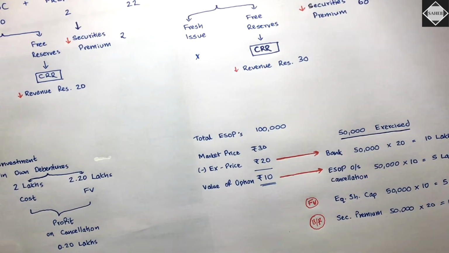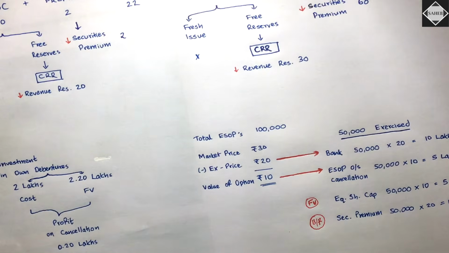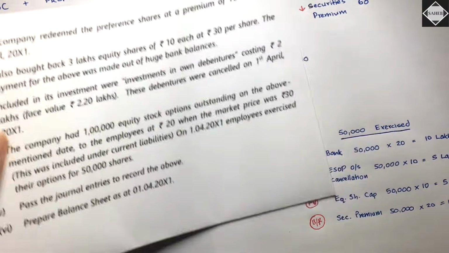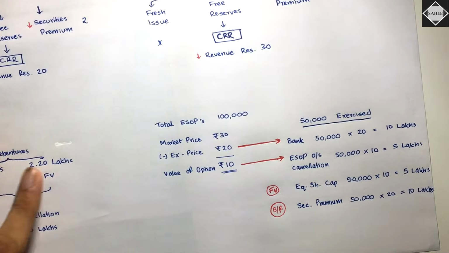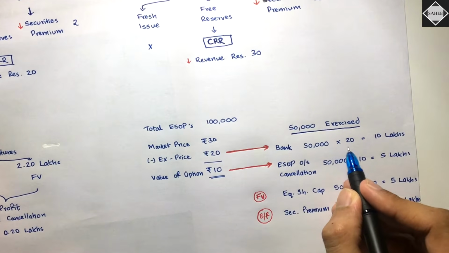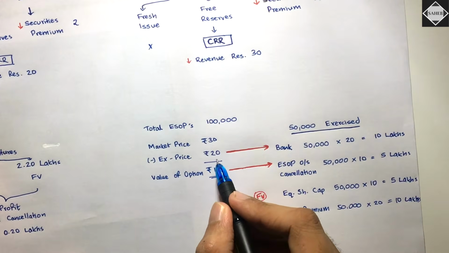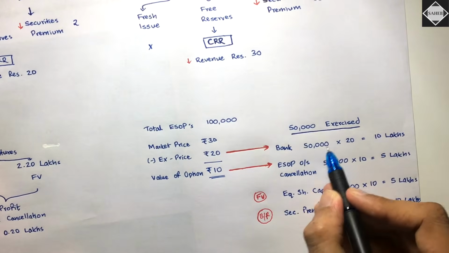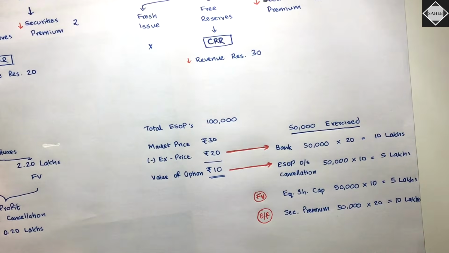And then at the end, when the ESOPs are exercised, when the employees subscribe to shares by utilizing their right, then what you have to do? In the question, they have told you that 50,000 shares will subscribe, right? When the shares are subscribed, what will happen is you will receive money, okay, 50,000 into 20, isn't it? This is the price now. Exercise price is the price that the employees will be paying to the company, I mean. So 50,000 shares into 20, that's 10 lakhs. So 10 lakhs money will be received by the company, okay?